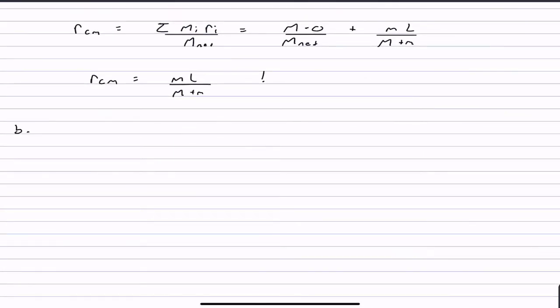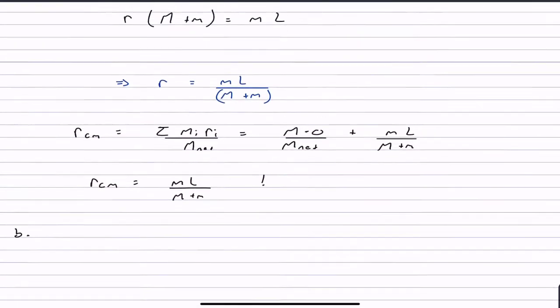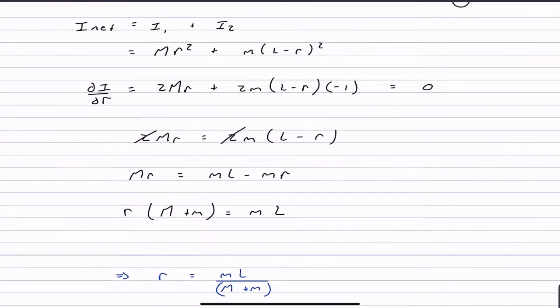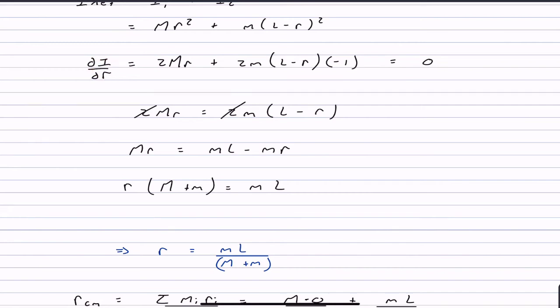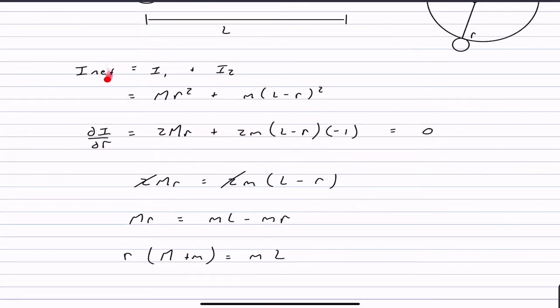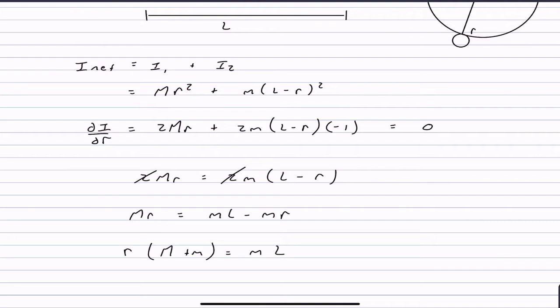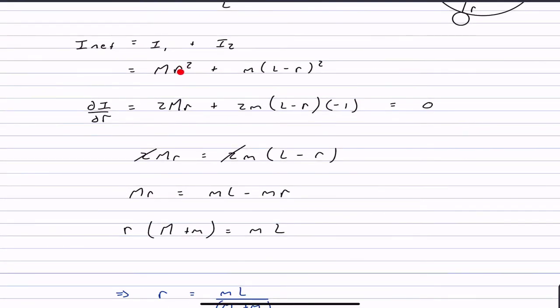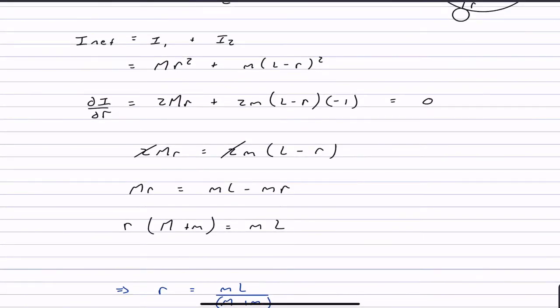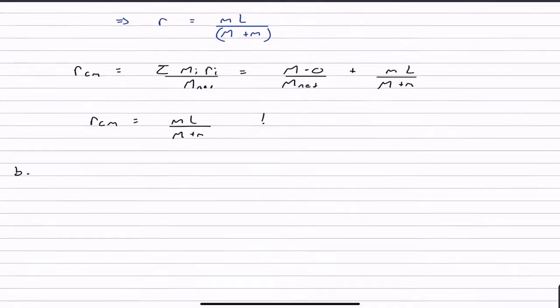Part B says, what is the minimum rotational inertia of the system for an axis perpendicular to the rod? So what it's asking us to do, we already optimized for I net, right? So we found the R that's going to give us the minimum rotational inertia, right? So what it's asking us to do is to take this equation and then follow it through and plug in R min. So here we go.